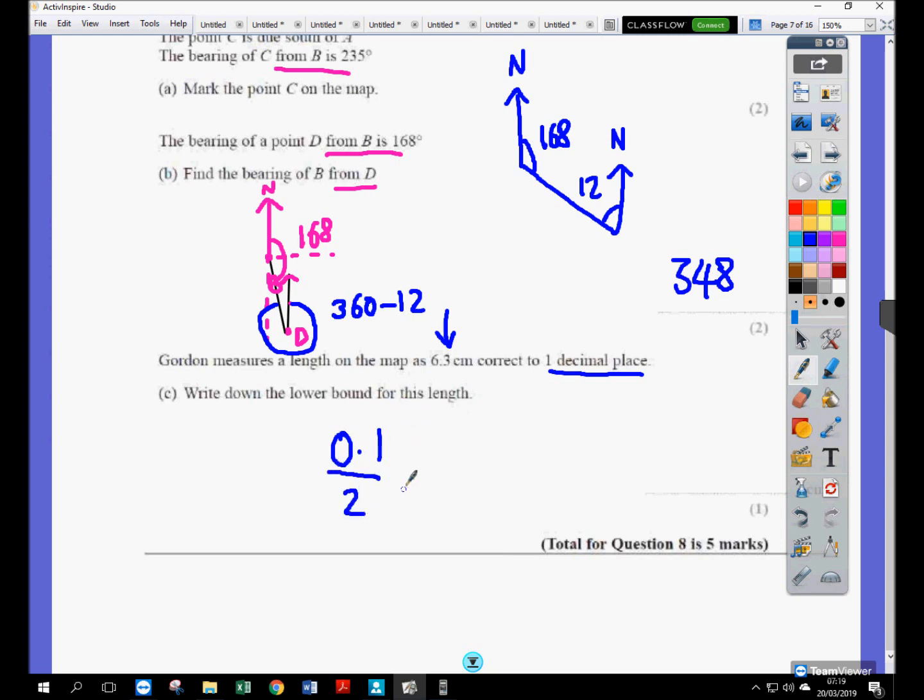You then half the value of the column. Do this in a calculator if you like. You get 0.05. This is what you add and subtract to 6.3, to get the lower and upper bound. We're only interested in the lower bound, so it will be 6.3 minus 0.05, which is 6.25.